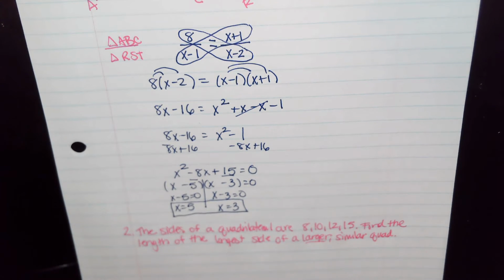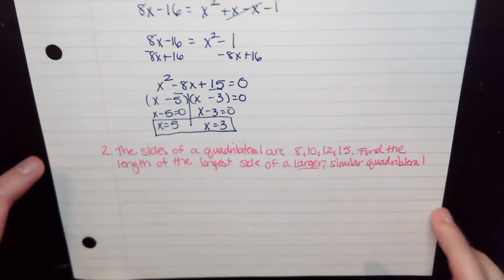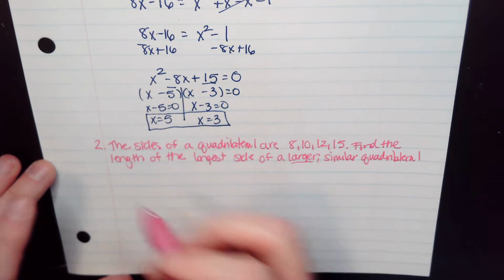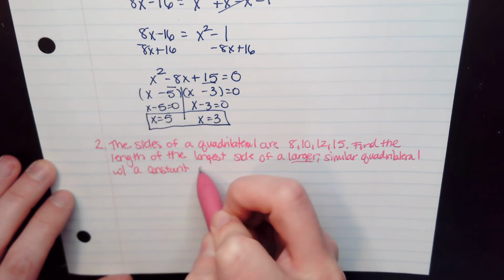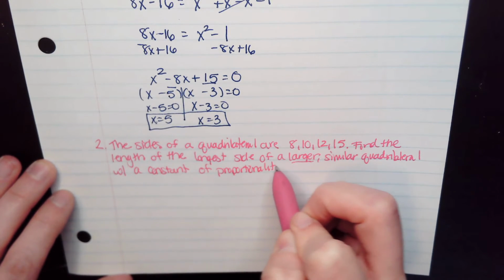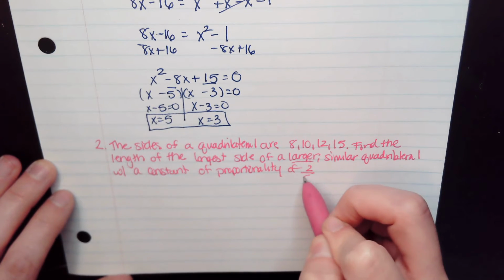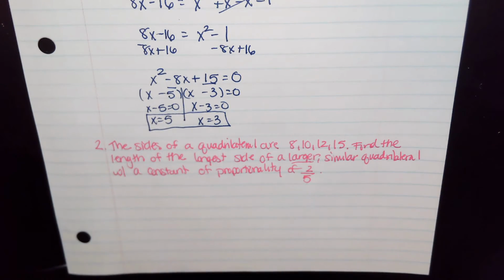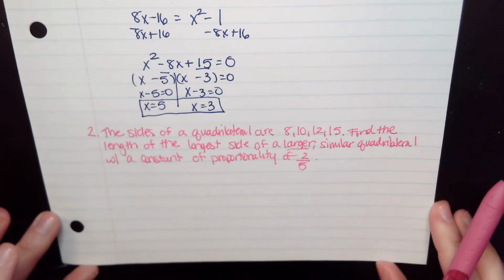quadrilateral with a constant of proportionality of 2/5. So just showing you some different terms, all for the same thing. A constant of proportionality is the same thing as your similarity ratio. So what that means is it's the ratio that all of the corresponding sides should reduce down to.